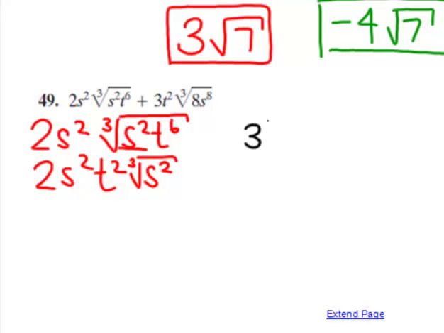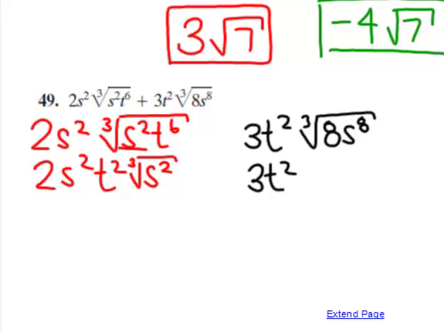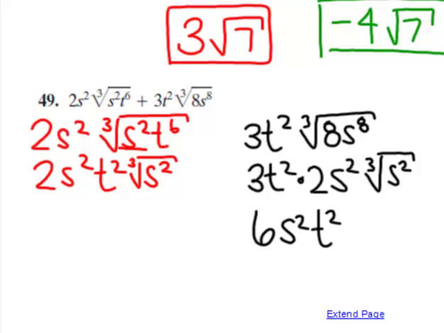We start with 3t squared times the cube root of 8s to the 8th. So we still have this 3t squared on the outside. We know that the cube root of 8 is 2. And then if we want to make groups of s's, we can make 2 groups of s's, and there's 2 s's that need to stay inside. So this one looks pretty messy. Let's combine what we have on the outside. 3 times 2 will give me 6 s squared t squared, and then we have times the cube root of s squared.